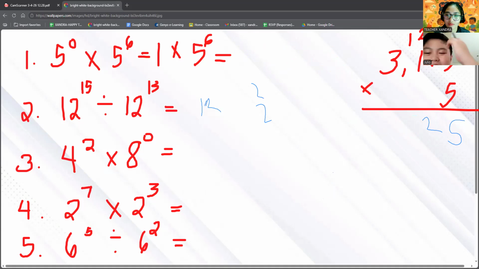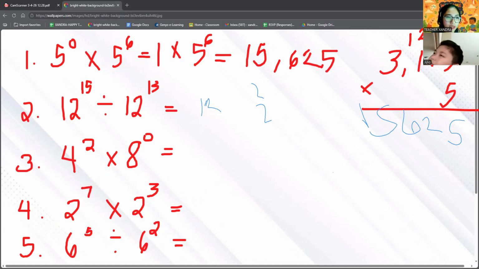Wait, how is it 12? 5 times 2, 10, plus 2, 12. So 2 raised, and then your 1 raised to 1. You put it on top of 1. So 5 times 1 plus 1. So it's 6, right? So your answer should be 15,625.